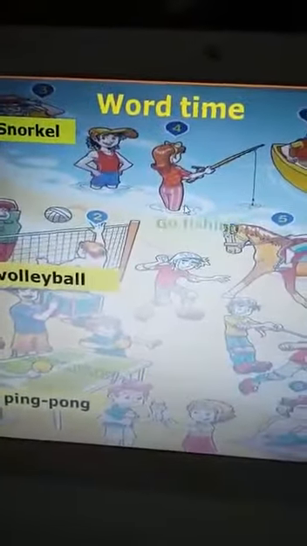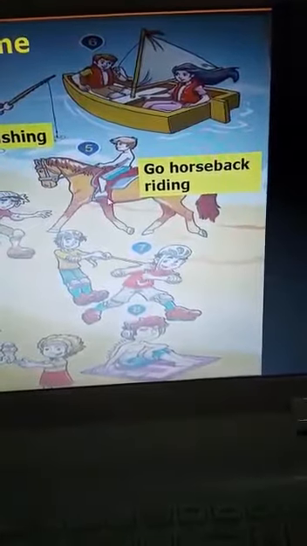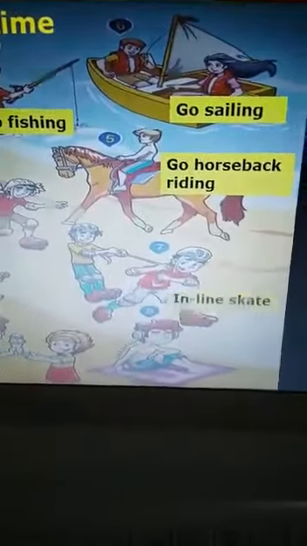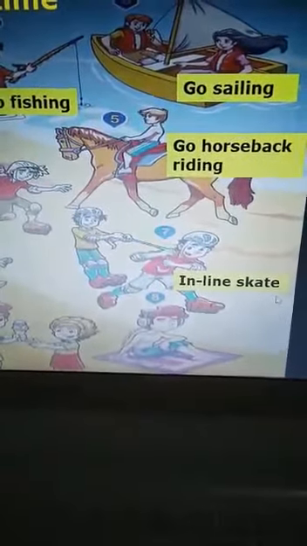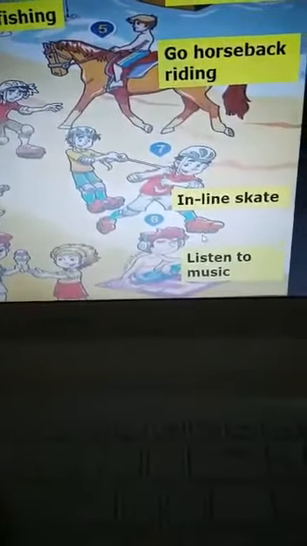Okay, number 4, go fishing. Okay, using a fishing rod. Okay, here go horseback riding means riding horses. Okay, number 6, go sailing using a boat. Okay, and here we have inline skate, as you see, using the roller blades. Okay, and here the last one, listen to music.